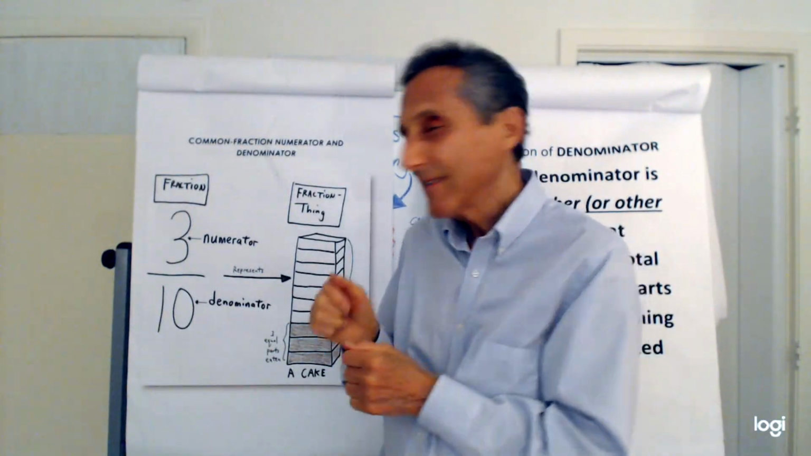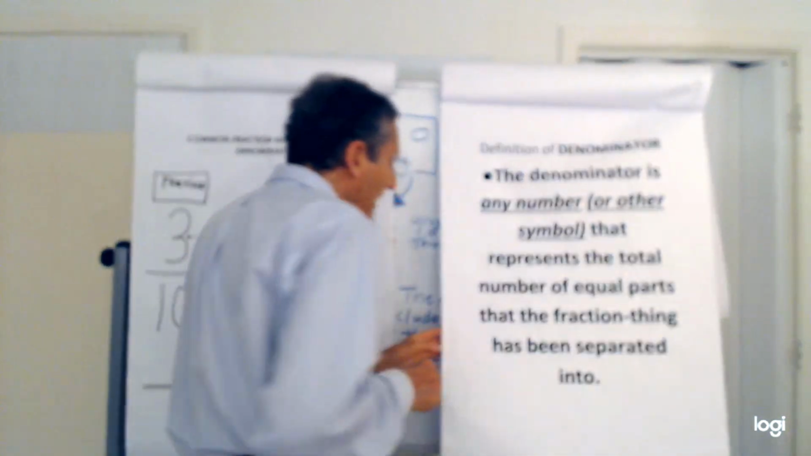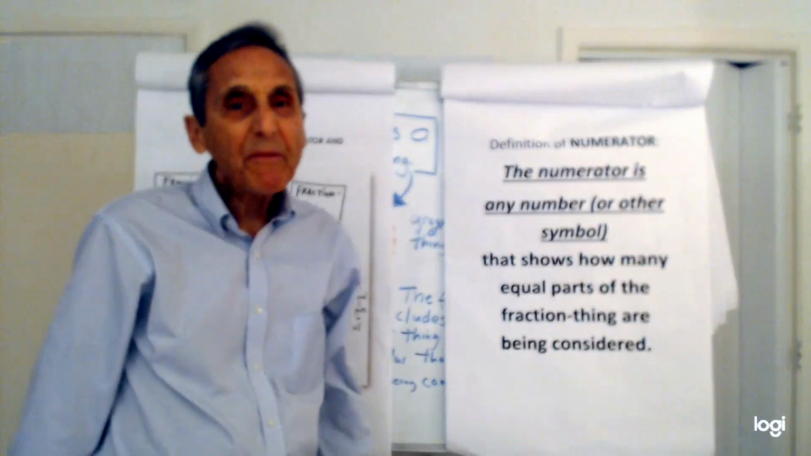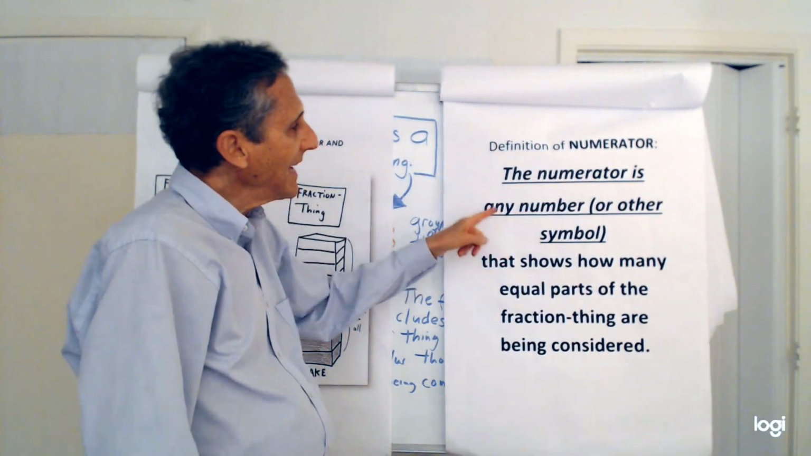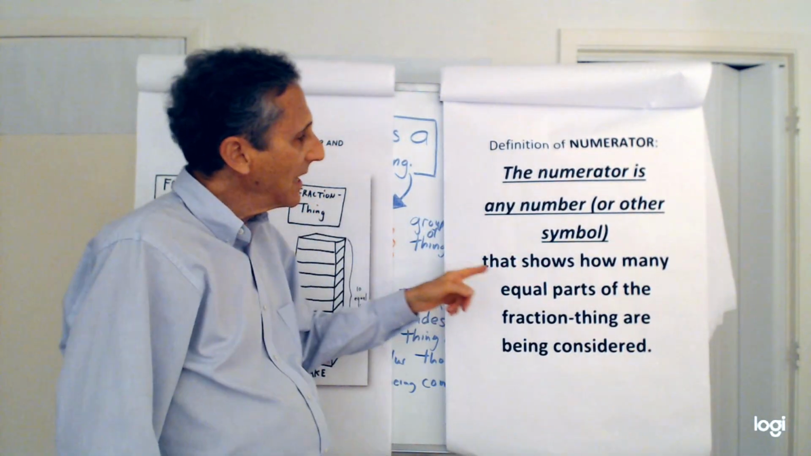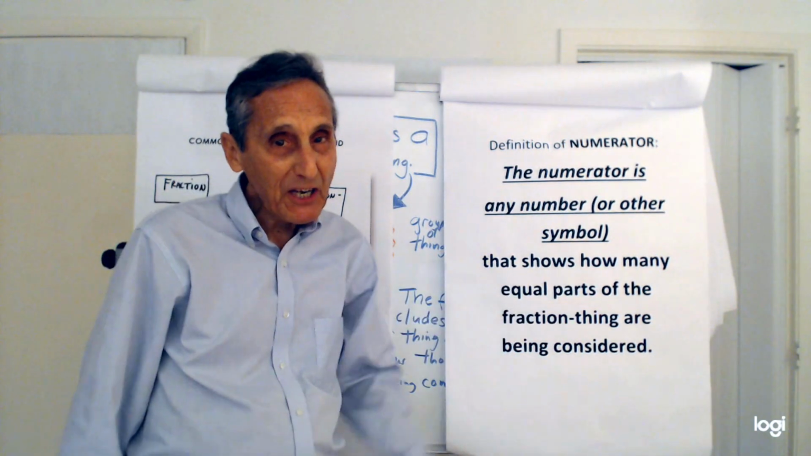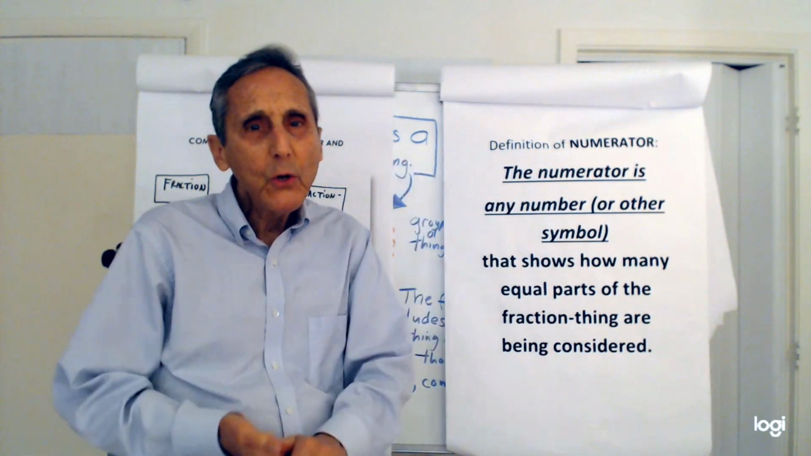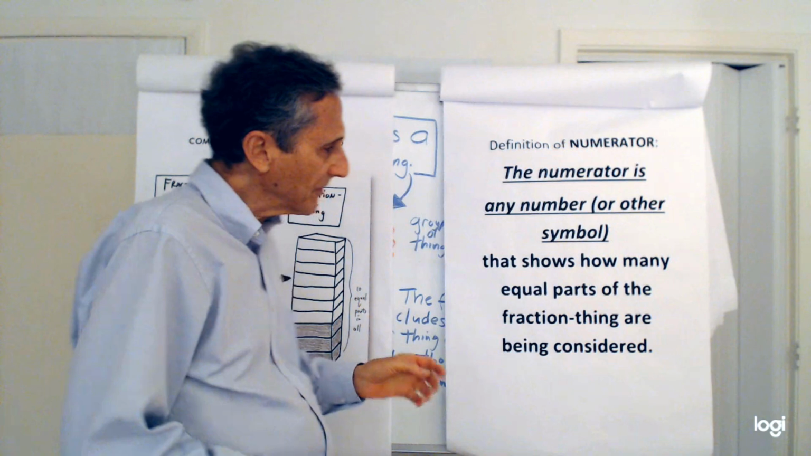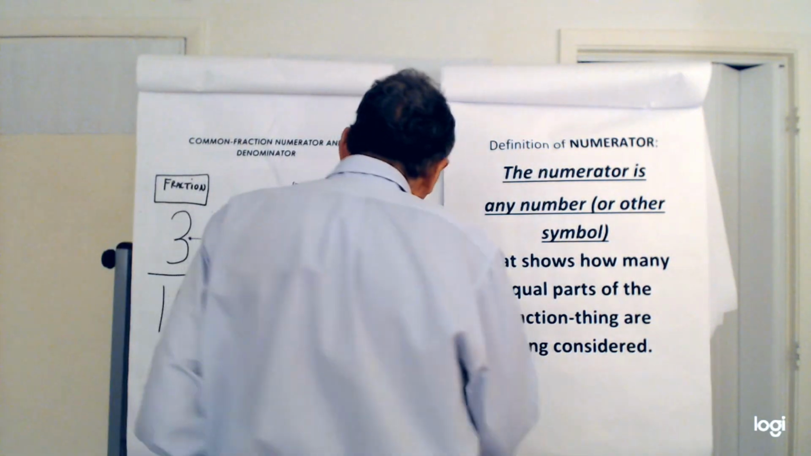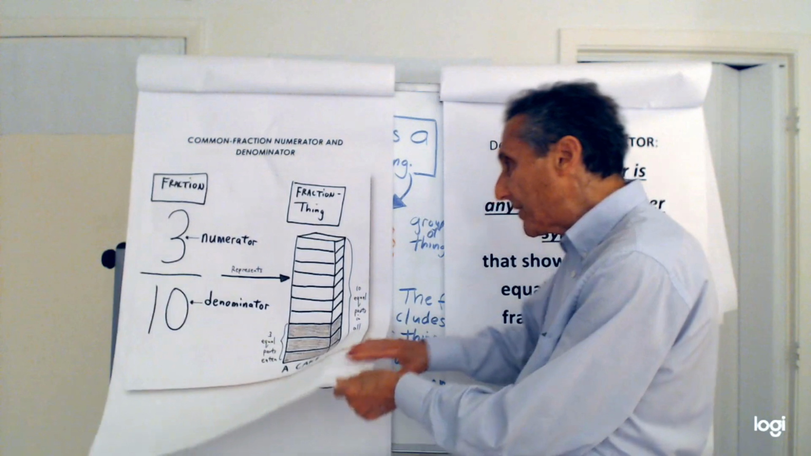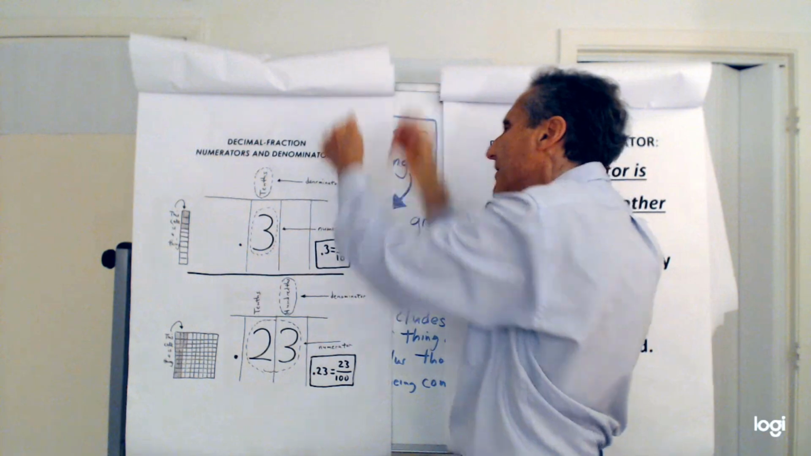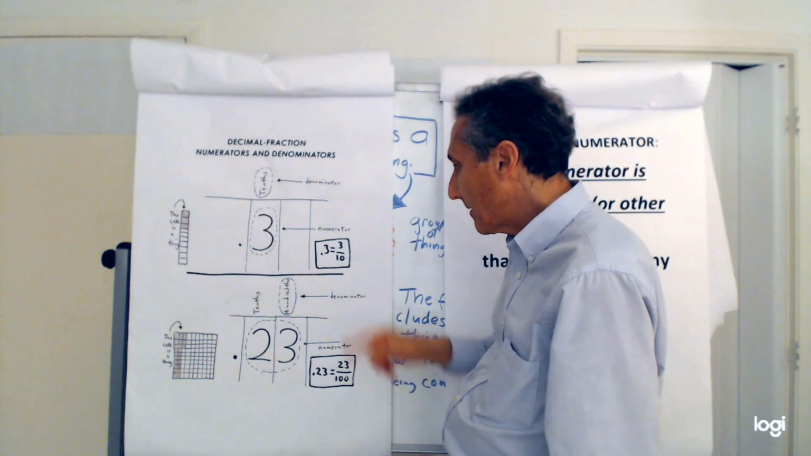It's really important. Okay. Now we're going to look at numerator. Definition of numerator: the numerator is any number or other symbol that shows how many equal parts of the fraction thing are being considered, talked about, thought about, eaten, used, that kind of stuff. Okay, now let's look back here. I said other symbol. Well, denominators don't always look like this because fractions don't always look like that.